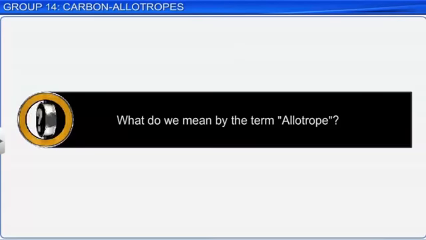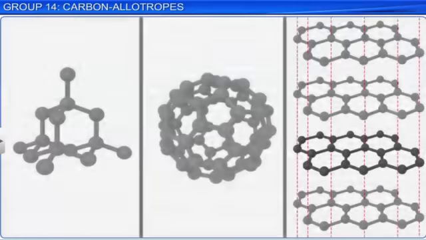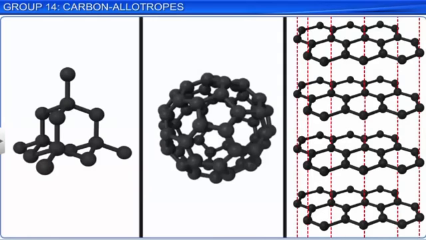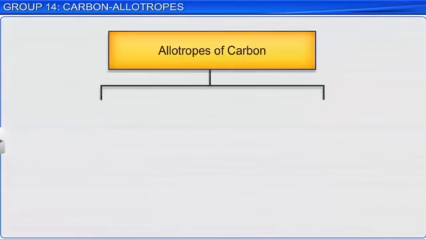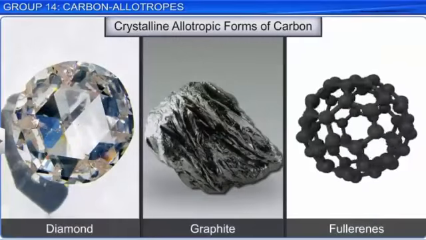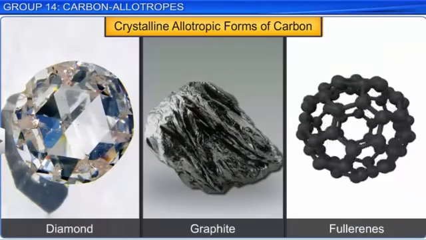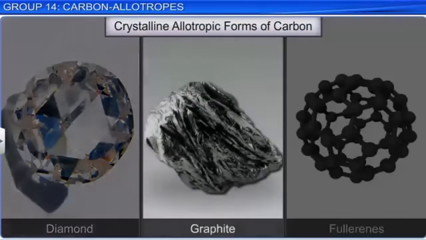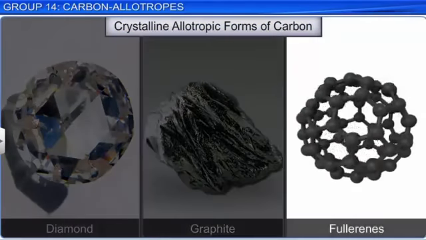What do we mean by the term allotrope? Allotropes are different forms of an element which have different physical properties but identical chemical properties. Different allotropes of the same elements have different arrangement of the atoms. Carbon exists in both crystalline as well as the amorphous forms. There are 3 important crystalline allotropic forms of carbon: diamond, graphite, and fullerenes.